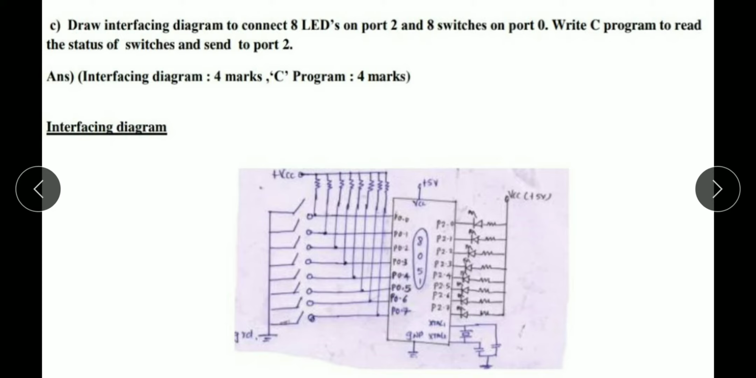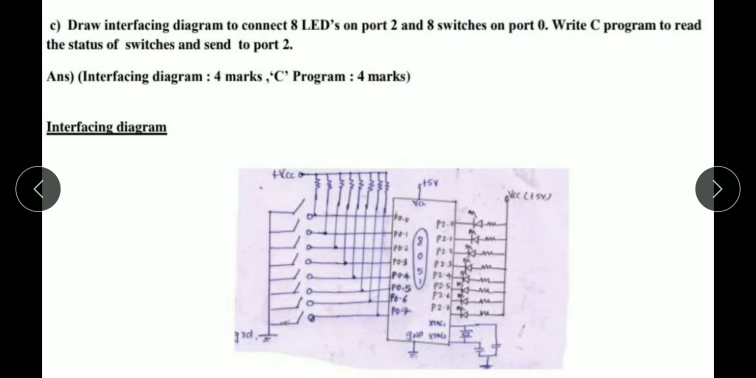So here we make the interfacing diagram. We connect the 8051 microcontroller, where port 0 is present and port 2 is present. We have to connect port 0 with 8 switches. If you see here, these are the switches, and for each switch we give a pull up resistor. These are the 8 pull up resistors, which are connected to VCC for current limiting.